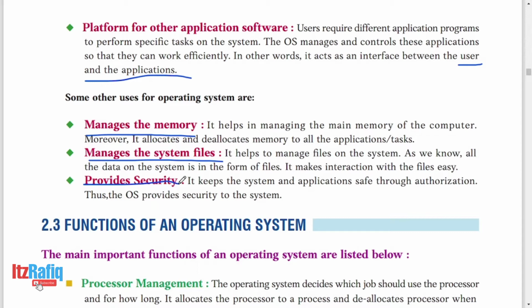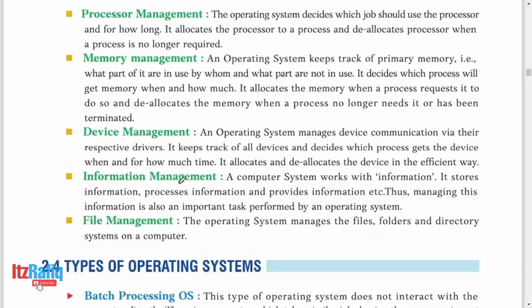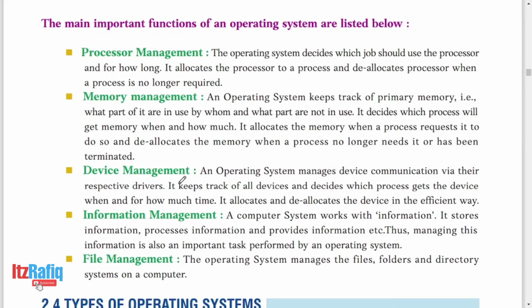Functions of an operating system. These are the main functions of an operating system. The first function is processor management. In processor management, the operating system decides which job should use the processor and for how long. It allocates the processor to a process and deallocates the processor when the processor is no longer required.